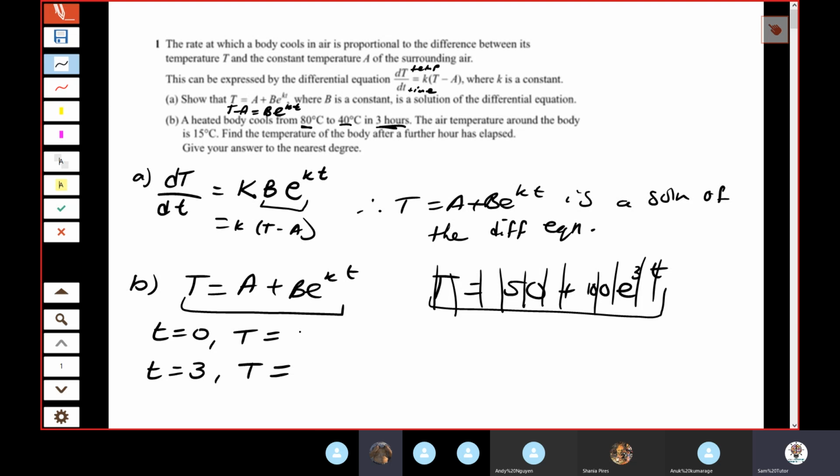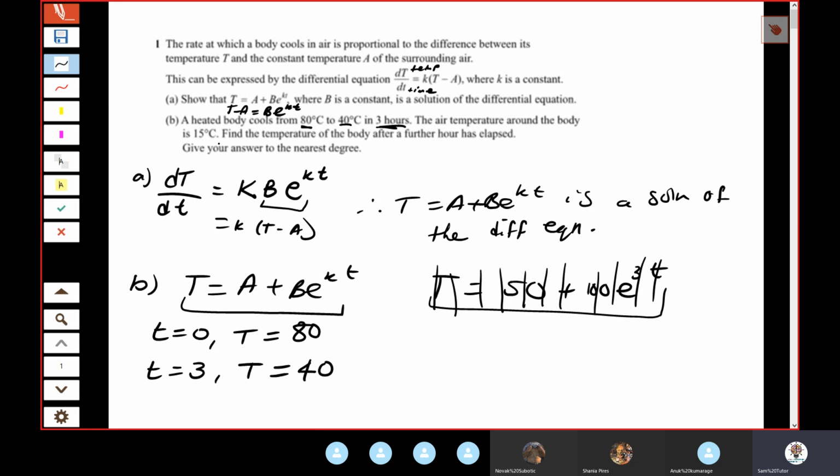Temperature would be 80 when time's 0 and 40 when it's 3. Perfect. That's it. That's a heated body cools from 80. That means you always got to have initial, so always time equals 0. That's obviously when temperature's 80, and then in 3 hours it's dropped down to 40 degrees. So you know the temperature is 40.